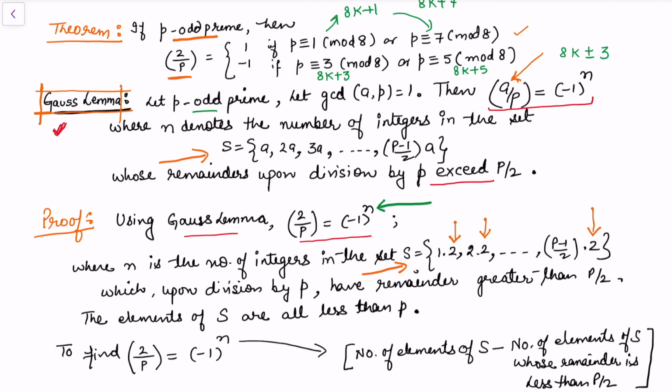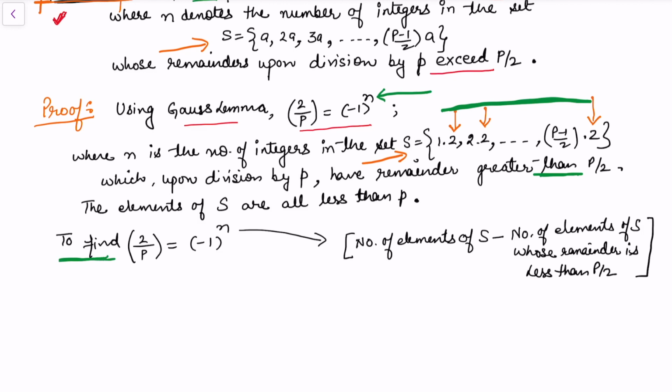To count this particular n, I need to know how many elements in the set S have remainder greater than p by 2. To find 2 by p, which is minus 1 to the power n, it is sufficient to count the total number of elements of S minus the number of elements of S whose remainder is less than p by 2. We already see the total number of elements is p minus 1 by 2, minus those whose remainder is less than p by 2. This is what I wanted to count, and this will give me the value for n.